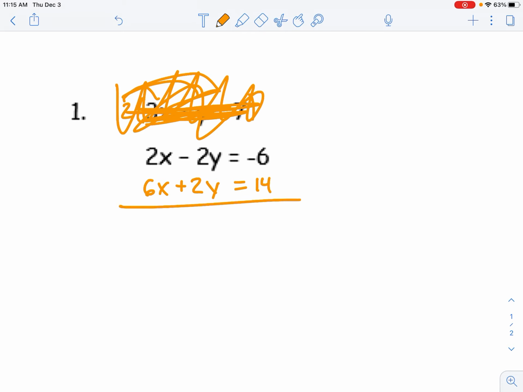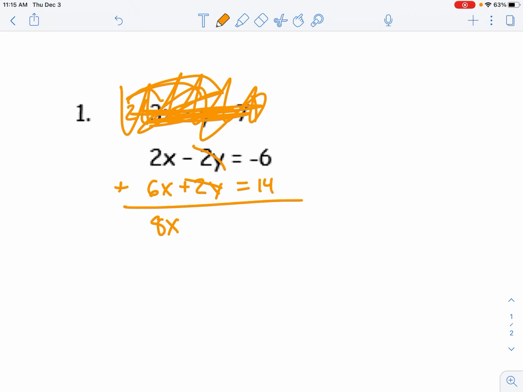Now I've got to decide, am I going to add or subtract to get rid of a variable? In this case, I'm going to add to get rid of the y's. So if I add, I'll get 8x. These will cancel out because a negative 2 and a positive 2 added together will make a 0. Equals negative 6 plus 14 is 8. So then we will get x equals 1 if we divided both sides by 8 there.